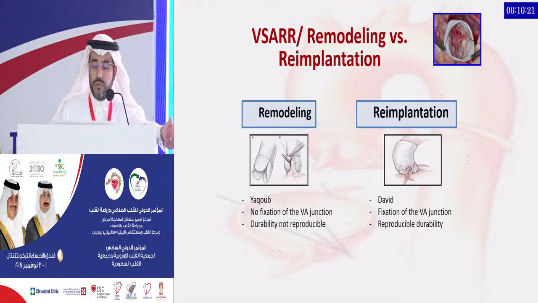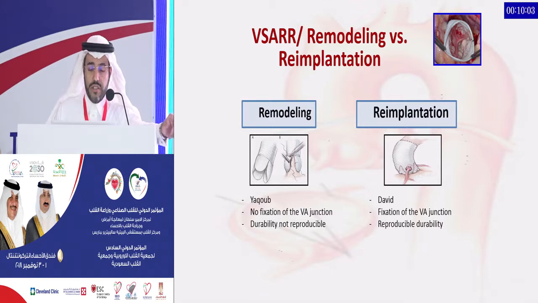The second point is: is the patient going to get remodeling or reimplantation? In remodeling, you will tailor the shape of the graft to the shape of the sinuses, and you'll keep the commissures and implant it in between the sinuses. While in the reimplantation procedure, you have two layers of suturing. The first layer is you take the straight graft and implant it at the level of the annulus, and then you'll fix the commissures inside that graft.